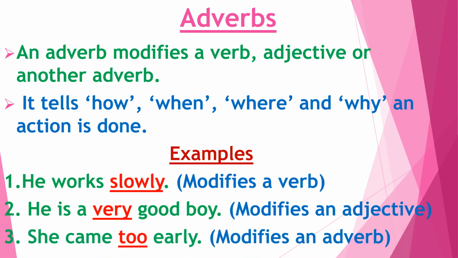And now see the third example. She came too early. Okay, modifies an adverb. Here the word too modifies early, another adverb. So too is an adverb and early is an adverb. So an adverb modifies another adverb. So these are the adverbs. So adverbs modify a verb, adjective or another adverb. So we have understood what adverbs are.